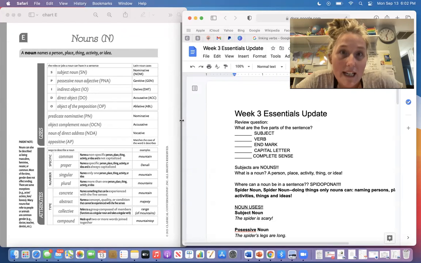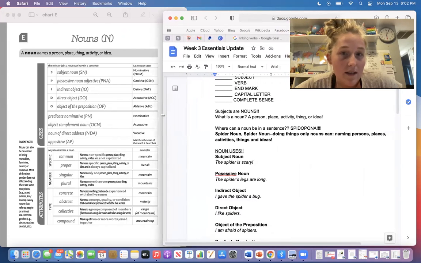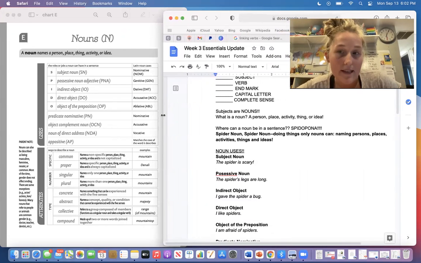So Spidopona is the name of your Spidey noun. And when you have a Spidey noun, you can remember that spiders have 8 legs and you just add that 1, making it very extra special. Then we went through all of the noun usages. Remember, you want to make this chart E something in memory. You want to be able to memorize that chart completely and you want to know the definition of a noun. So keep going back to that. A noun names a person, place, thing, activity, or idea.